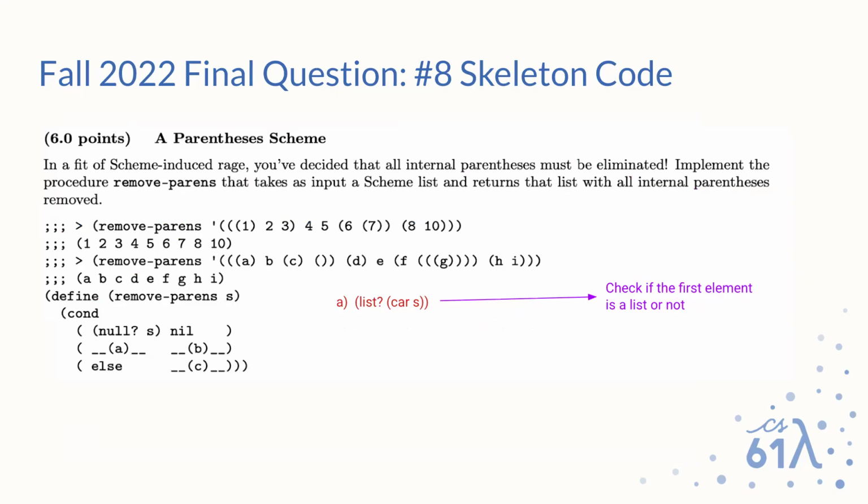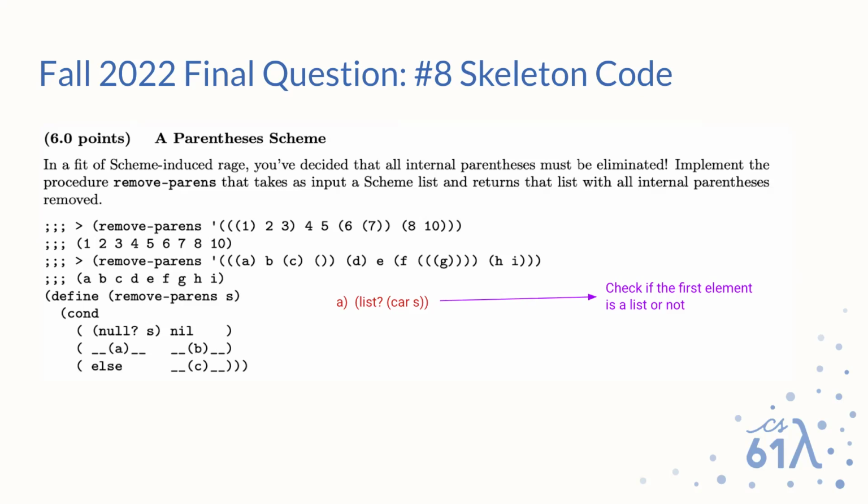There's a little bit of a spoiler for this one, but that's okay. So for this question, it's called a parentheses scheme, and the background for this one is, in a fit of scheme-induced rage, he decided that all internal parentheses must be eliminated. Implement the procedure remove-parens that takes as input a scheme list and returns that list with all internal parentheses removed.